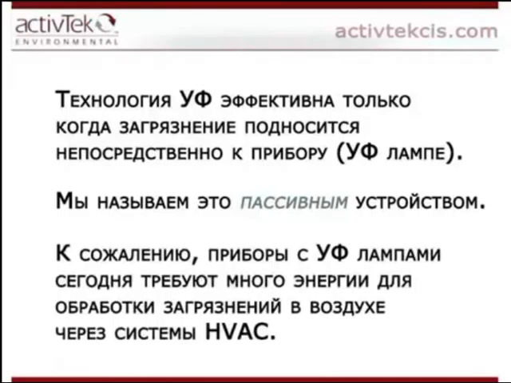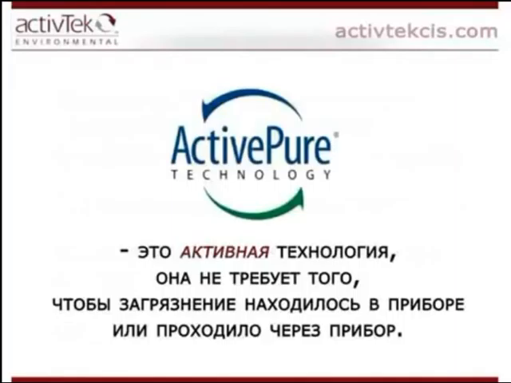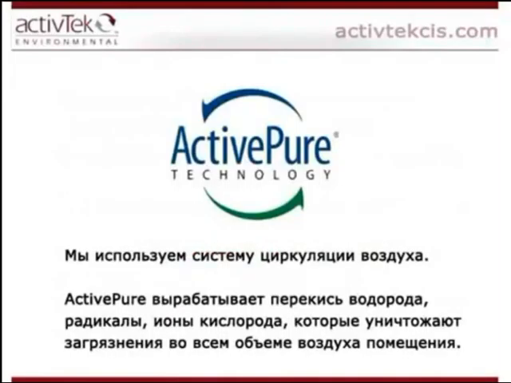It takes a tremendous amount of energy to kill harmful contaminants moving at the air velocity through a typical HVAC system. Activ, on the other hand, because it is an active technology, does not require the system to bring the contaminants to it. We go to the contaminant. Using the air system, we send out the hydrogen peroxide, the hydroxyl radicals, the oxygen ions to seek out and destroy these contaminants wherever they're found. Because our product is active, proper maintenance is important.